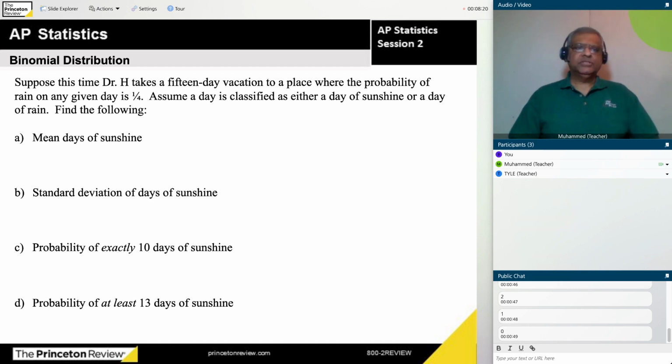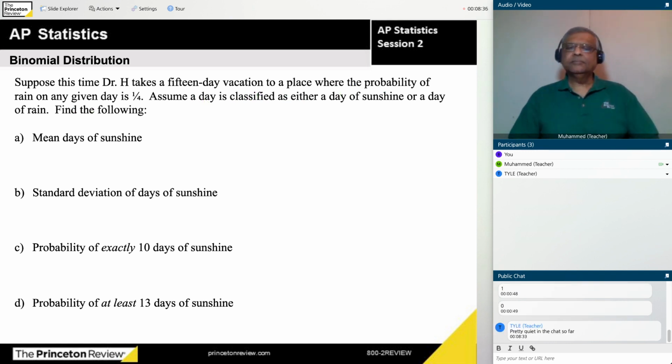So here we are. Suppose this time Dr. H takes a 15-day vacation, the bumped up vacation time. That's what you get for staying in a job long enough. Okay, now the probability of rain is 1/4 on any given day. Assume that the day is again classified as either a day of rain or a day of sunshine. Find the following. Now notice they told us a day of rain, right? And what they're asking us is the mean day of sunshine.